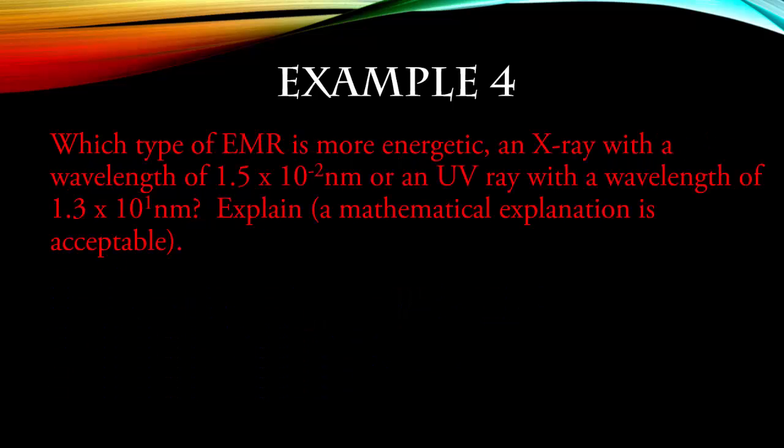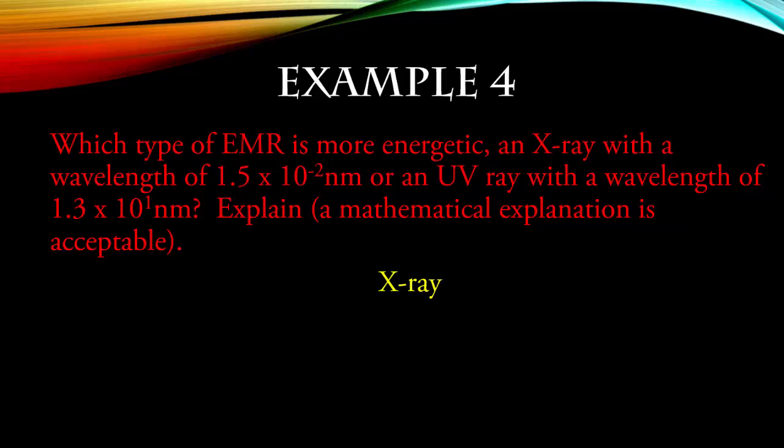Now, one final example. You have two types of electromagnetic radiation: an X-ray, which has a wavelength of 1.5 times 10 to the minus 2 nanometers, or an ultraviolet ray with a wavelength of 1.3 times 10 to the first nanometers. Which one is more energetic? Explain it, and you can explain it either using words or a mathematical explanation. Go. The answer is the X-rays.